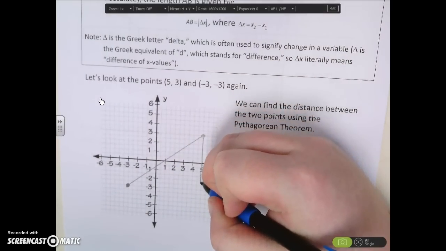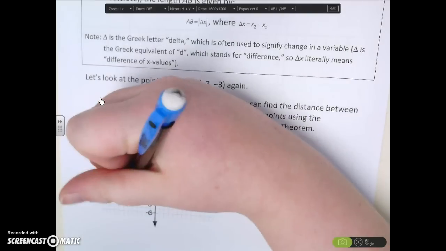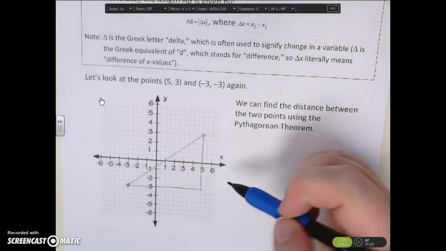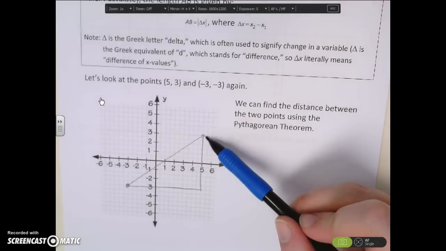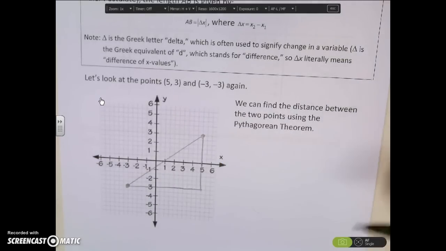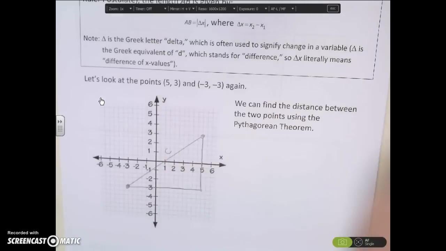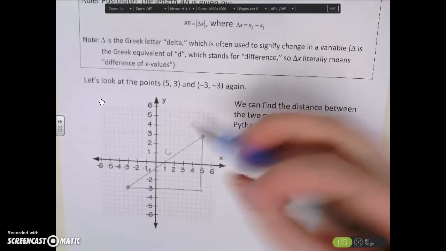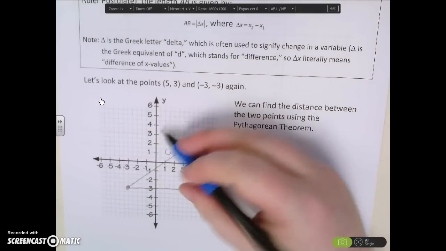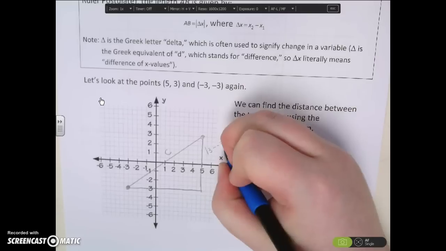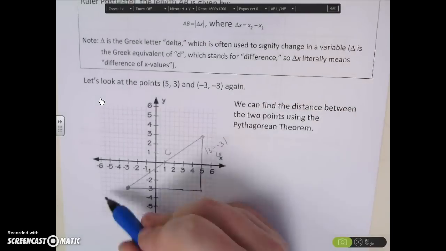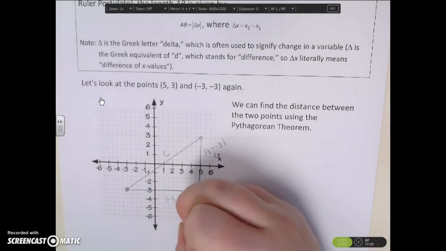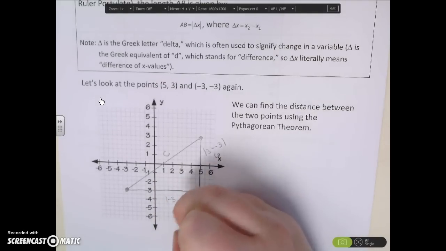So what I'm going to do, I'm going to turn the points I've plotted, the segment I've plotted, into a right triangle by drawing straight down and straight across. Now again, I've got the points 5, 3, and negative 3, 3, and I'm going to call this side C, because that's the side I don't know. Now, the length of this side is the absolute value of 3 minus negative 3, it's 6. And the length of this side is negative 3 minus 5, which gets me 8.